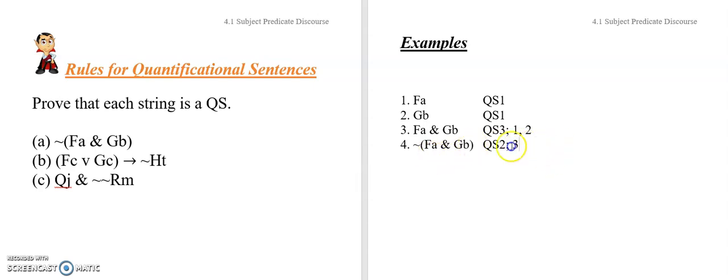And this is a tree that basically proves that this string of symbols here is in fact a quantificational sentence. Why? Because quantificational sentences are the things that can be developed from the rules QS1 through QS7, and we've proven that you can do that. Okay, go ahead and try B.